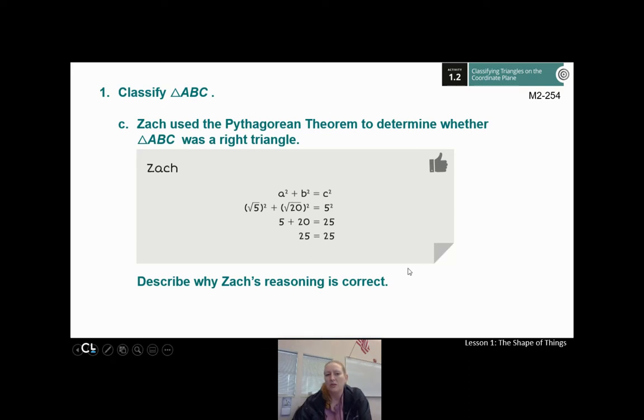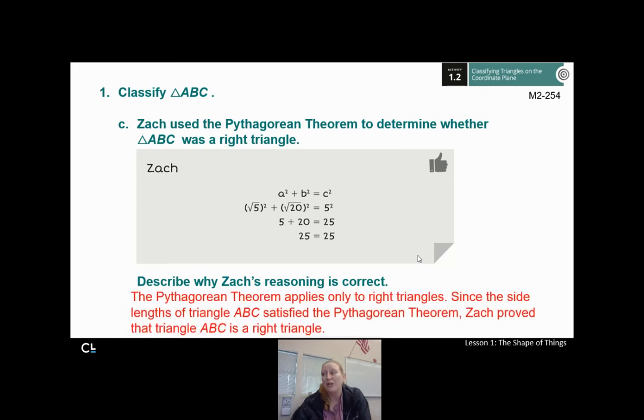So Zach's reasoning is correct because, if you recall, we talked about it last time, the Pythagorean theorem only applies to right triangles. The Pythagorean theorem only works on right triangles. So you take your biggest side, you plug it in for C, and if it works, it's a right triangle. So since the side lengths of triangle ABC satisfied the Pythagorean theorem, Zach proved that triangle ABC is in fact a right triangle. So instead of using the slopes, we can actually use the sides to figure out if our triangle is right, acute, or obtuse.